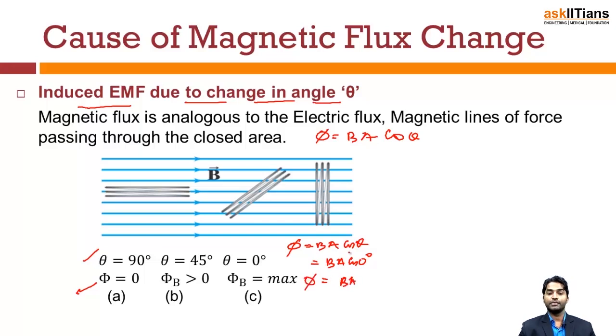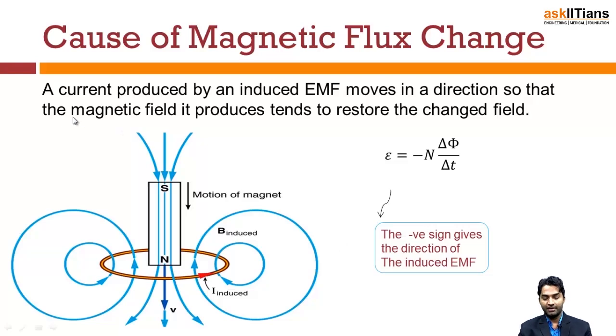So that is the induced EMF due to change in theta. Now we differentiate cos theta and we get sine theta, so the induced EMF would be a function of sine theta. We know that sine theta will be maximum at 90 degrees, and when theta is equal to 0 degrees, the induced EMF will be minimum. That's why we consider the third case.